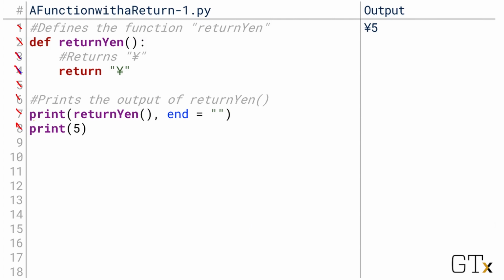Second, it's useful to look at these nested functions. We have the function call return yen inside the function call to print. Because return yen is inside the parentheses that follow print, it gets resolved first because print can't run until it knows what the result of return yen is.